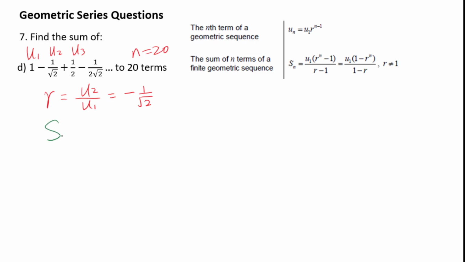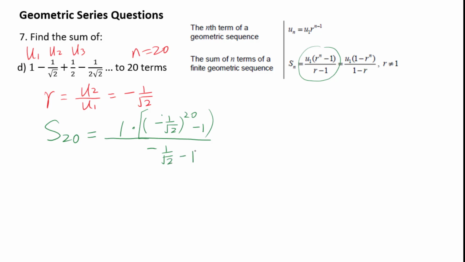So we're looking for S sub 20. For the formula, for every single n, we will change it into 20. We will use the first formula. Since we will use a calculator to work this out, it doesn't matter which one we use. 1 times negative 1 over square root of 2 to the 20th power. Then minus 1 over negative 1 over square root of 2 minus 1.